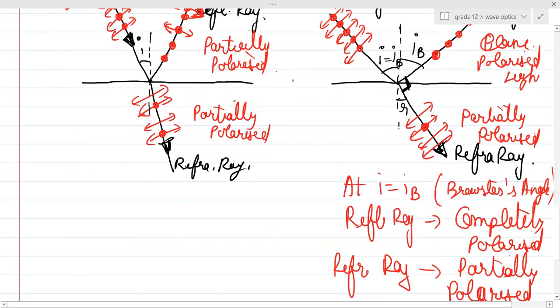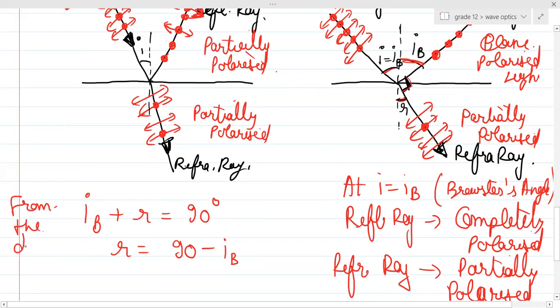So now see over here, guys. If the angle between the reflected ray and the refracted ray is 90 degrees, can I say this angle plus this angle, if this is 90 degrees, the total is 180 degrees? Then can I say this R plus IB is 90 degrees? So can I say IP plus R is equal to 90 degrees? If it is 90 degrees, then can I say R is basically equal to 90 minus IB? This is coming from the diagram, right?